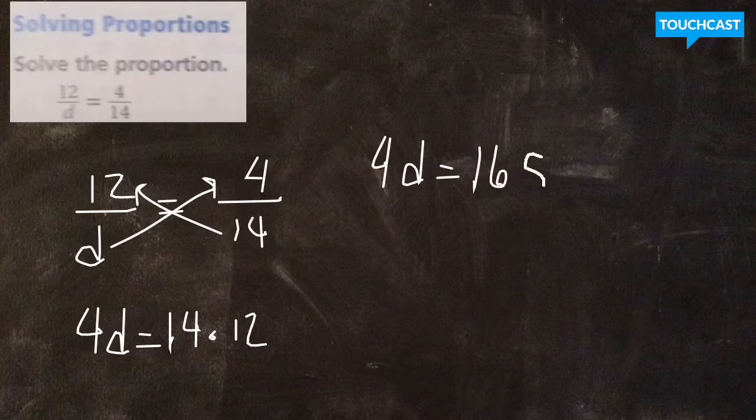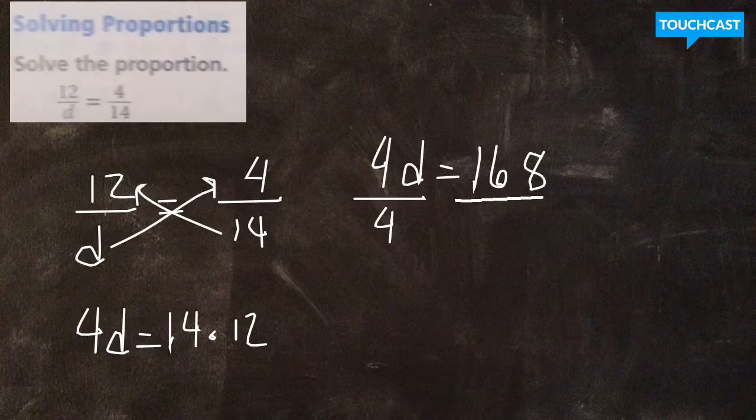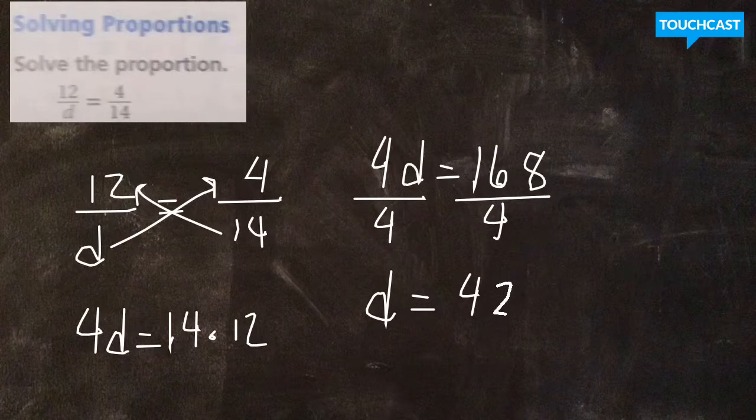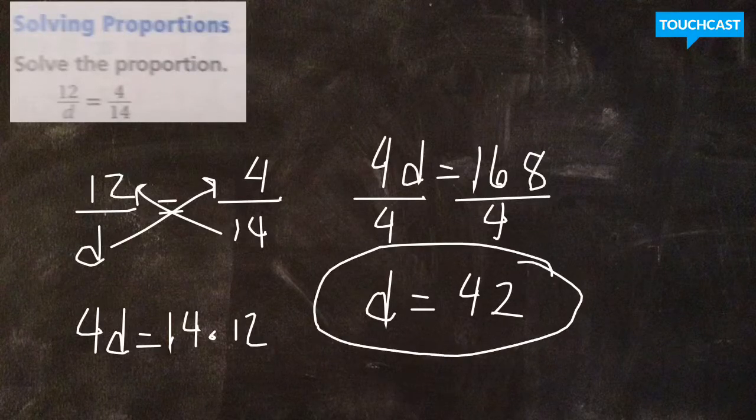We need to figure out the value of D. So to do that, we're going to divide by 4. And 4 goes into 168 42 times, so the value of D is 42. That wraps up example 2. So let's look at our last example, example number 3.